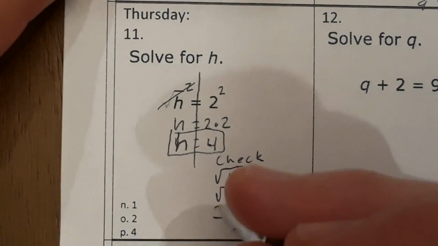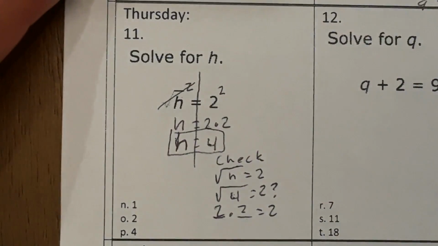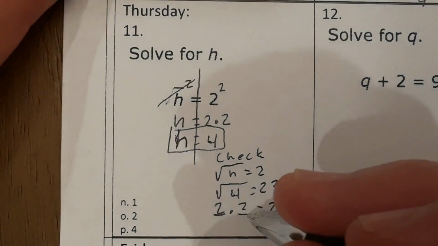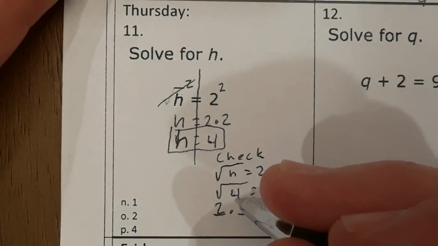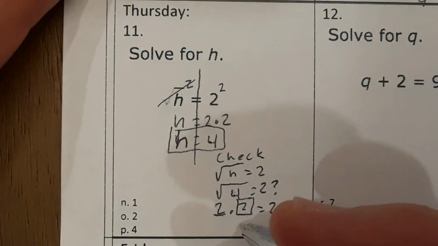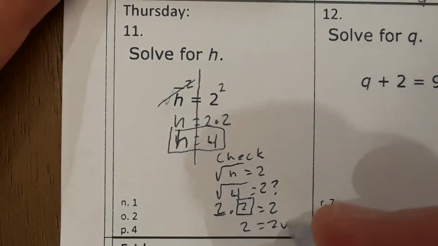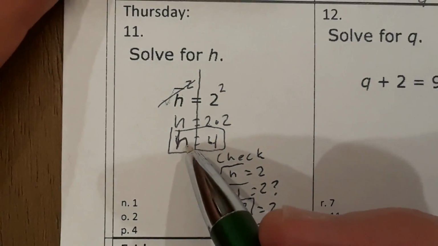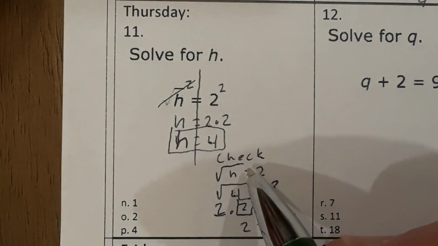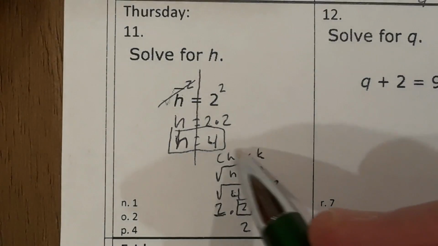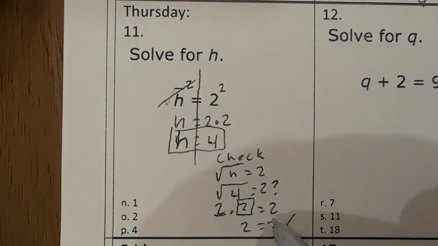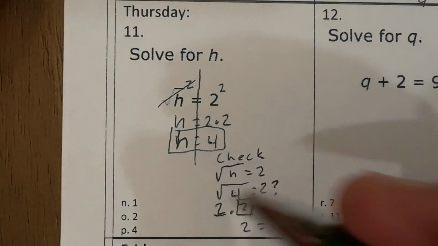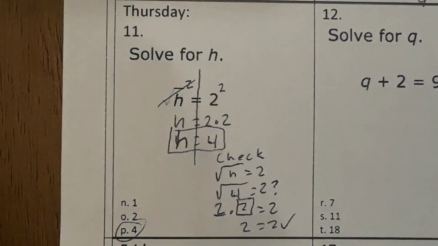Alright, if you said 2 times 2 gives you 4, that's correct. Now, when it comes to the square root, you only use one of those numbers, and therefore 2 equals 2. Check. That works. So remember though, if your final answer is h equals 4, the check just means, was the answer correct by having both sides equal? And the answer is yes. So P is the right answer here.